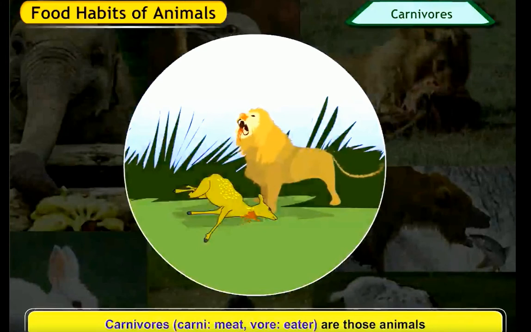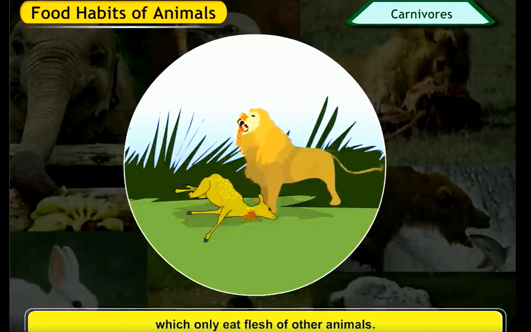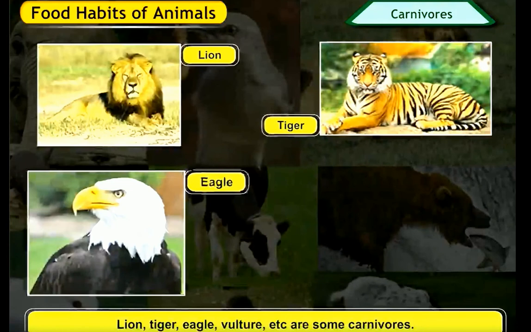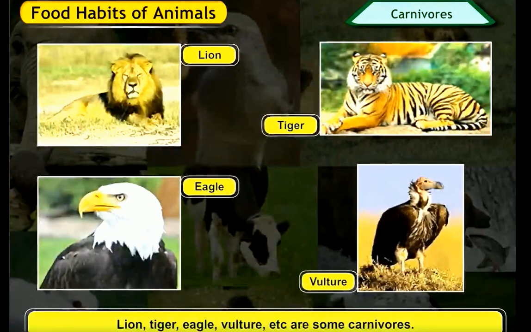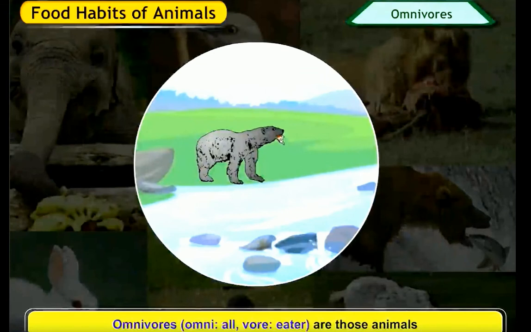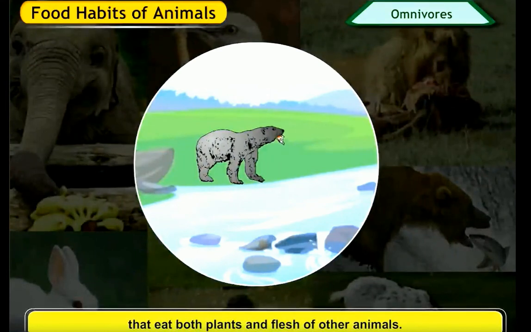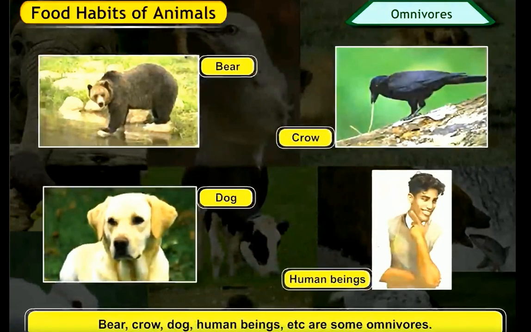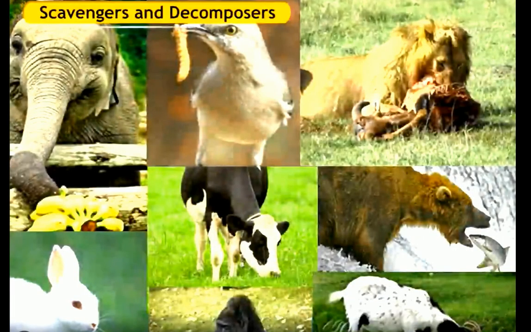Carnivores, carni meaning meat, vore meaning eater, are those animals which only eat flesh of other animals. Lion, tiger, eagle, vulture, etc. are some carnivores. Omnivores. Omni meaning all, vore meaning eater, are those animals that eat both plants and flesh of other animals. Bear, crow, dog, human beings, etc. are some omnivores.